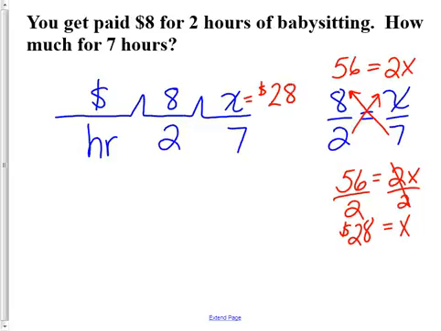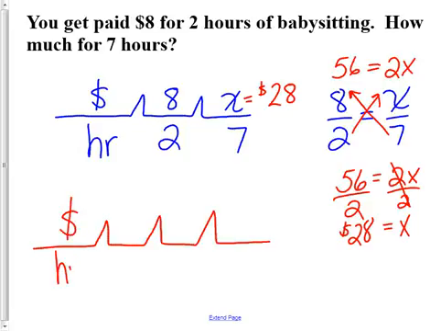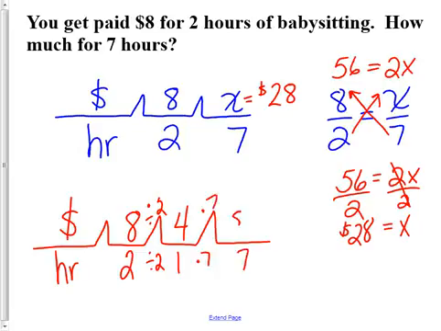This is also one that works really well with unit rates. And so again, comparing cost to hours, $8 for 2 hours would be $4 for 1 hour. Well, if it's $4 per hour, I can then multiply by 7. 1 times 7 is 7, and 4 times 7 is 28. Then it's $28 for 7 hours.